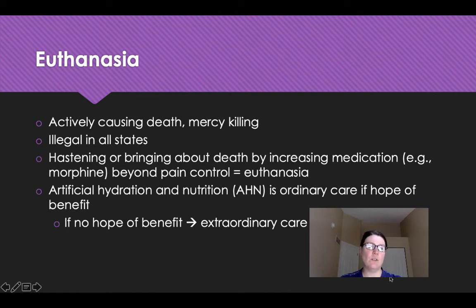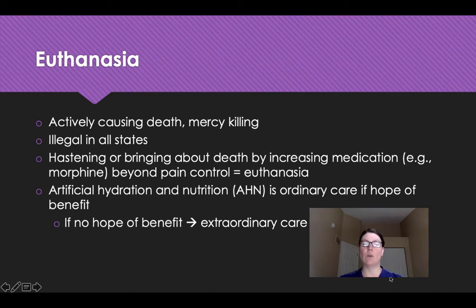So euthanasia. Euthanasia is sometimes called mercy killing. We'll talk about physician-assisted suicide in a couple of minutes, but euthanasia is just a general term for actively causing someone's death, in the situation of a mercy killing, not a murder. Although if you participate in a mercy killing, you can likely be charged with at least manslaughter, but likely murder in most states. It is illegal, obviously, and it's really about hastening or bringing about death by increasing medication, those types of things, beyond the amount needed for pain control.